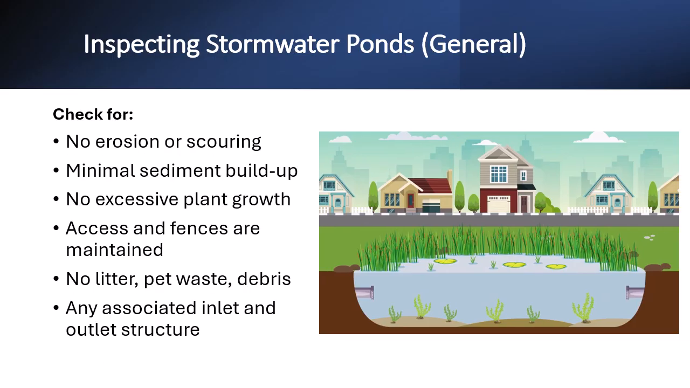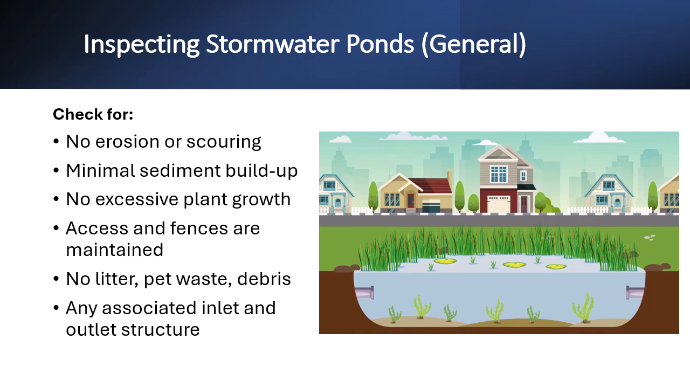When inspecting stormwater ponds, check that there is no erosion or scouring of the side slopes or berms from water, burrowing animals, or human activities such as foot traffic, bikes, or ATVs. Note that dry ponds may suffer more from disturbance, especially from human activities. There should be minimal sediment accumulation to prevent reduction in the pond's capacity. Note that this will differ by pond type, which we will cover in more detail.